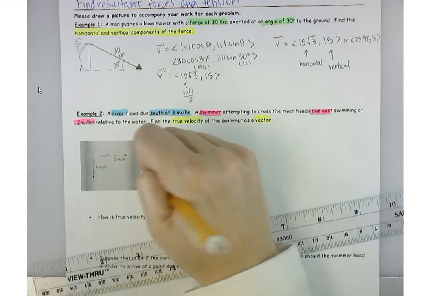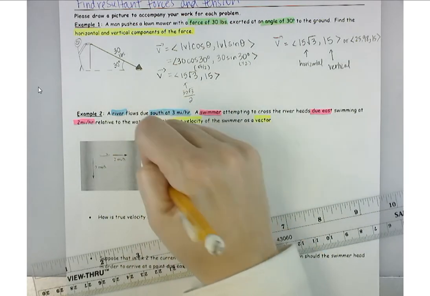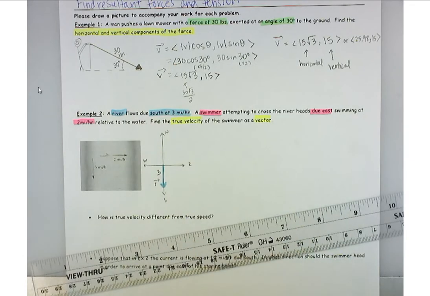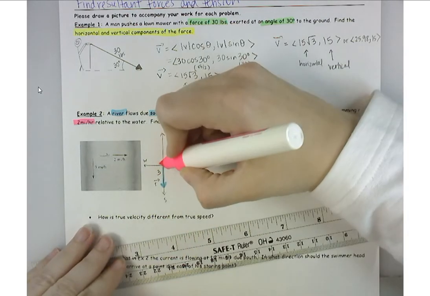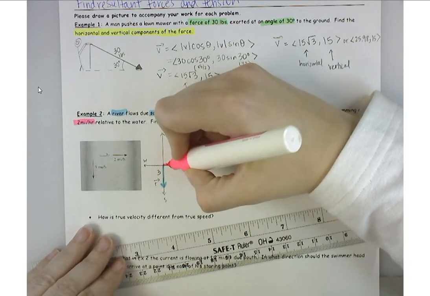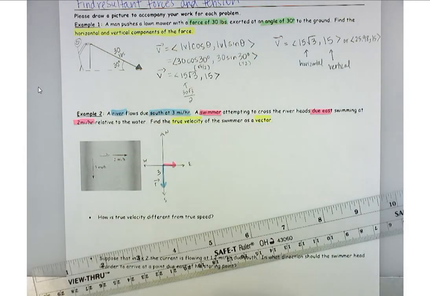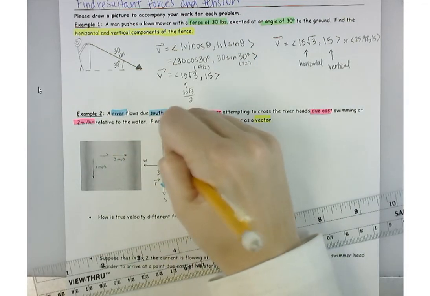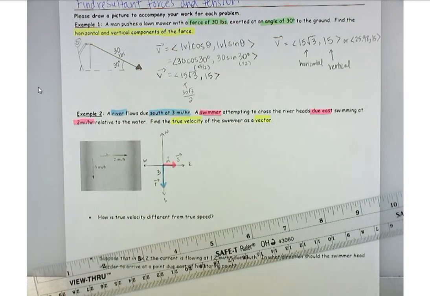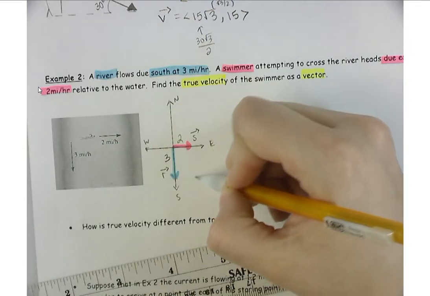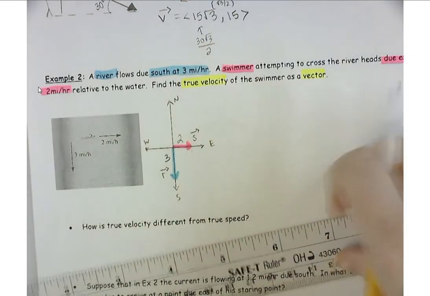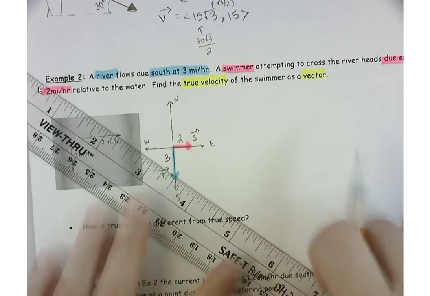So I'm going to call this my R vector, and the magnitude to be 3. And then the swimmer is heading east at 2 miles an hour. So I'm going to make that one a little bit shorter. I'm going to call that one vector S. Now, all I have to find is the true velocity, but if I had to find the direction for this swimmer, I could figure out where his true direction is by making the parallelogram, right?